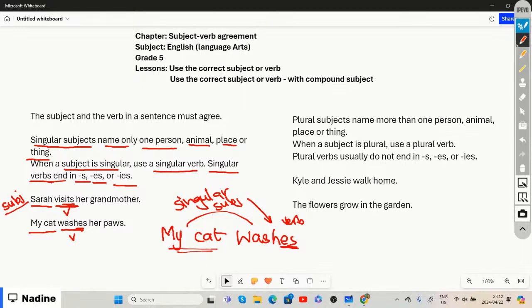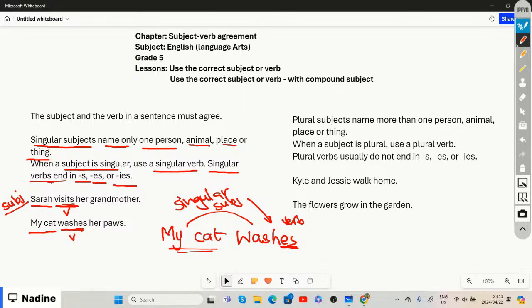But now we're going on to a plural, right? And when we want our verb to agree with our subject, remember with plural, right? A plural subject names more than one person, animal, place, or thing. And when the subject is plural, our verb does not end with s, es, or ies.